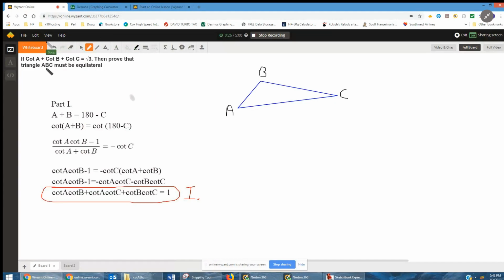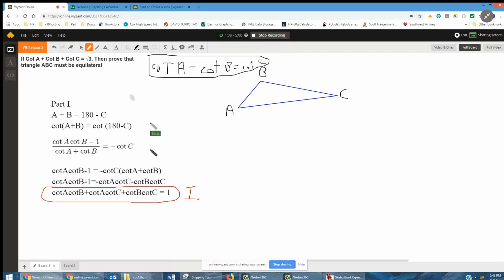Prove that the triangle ABC must be equilateral, which in effect is the same as saying that angle A equals angle B equals angle C equals 60 degrees. And if all angles are 60 degrees, then the cotangent of those angles must also be equal. So in effect, we want to end up somehow with the fact that the cotangent of A equals the cotangent of B equals the cotangent of C. And then we can deduce from there that it must be an equilateral triangle. Okay, so that's where we're headed.